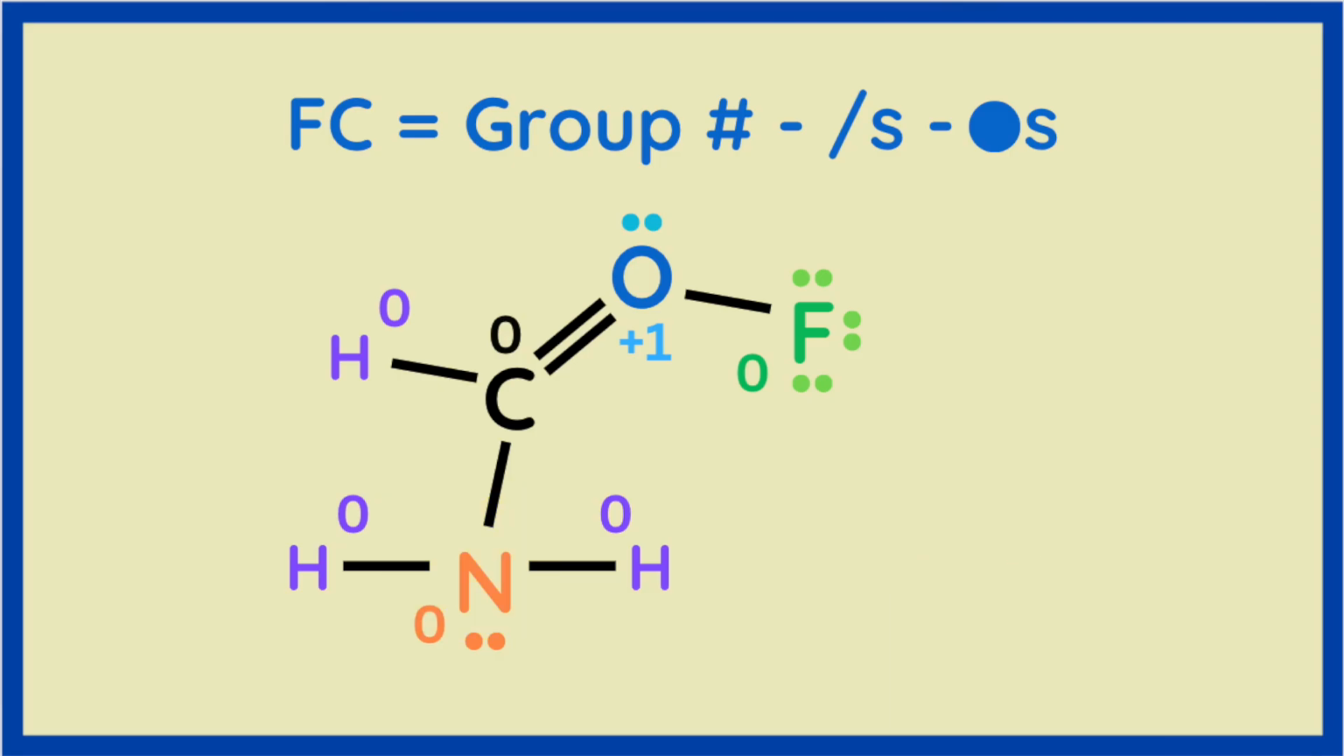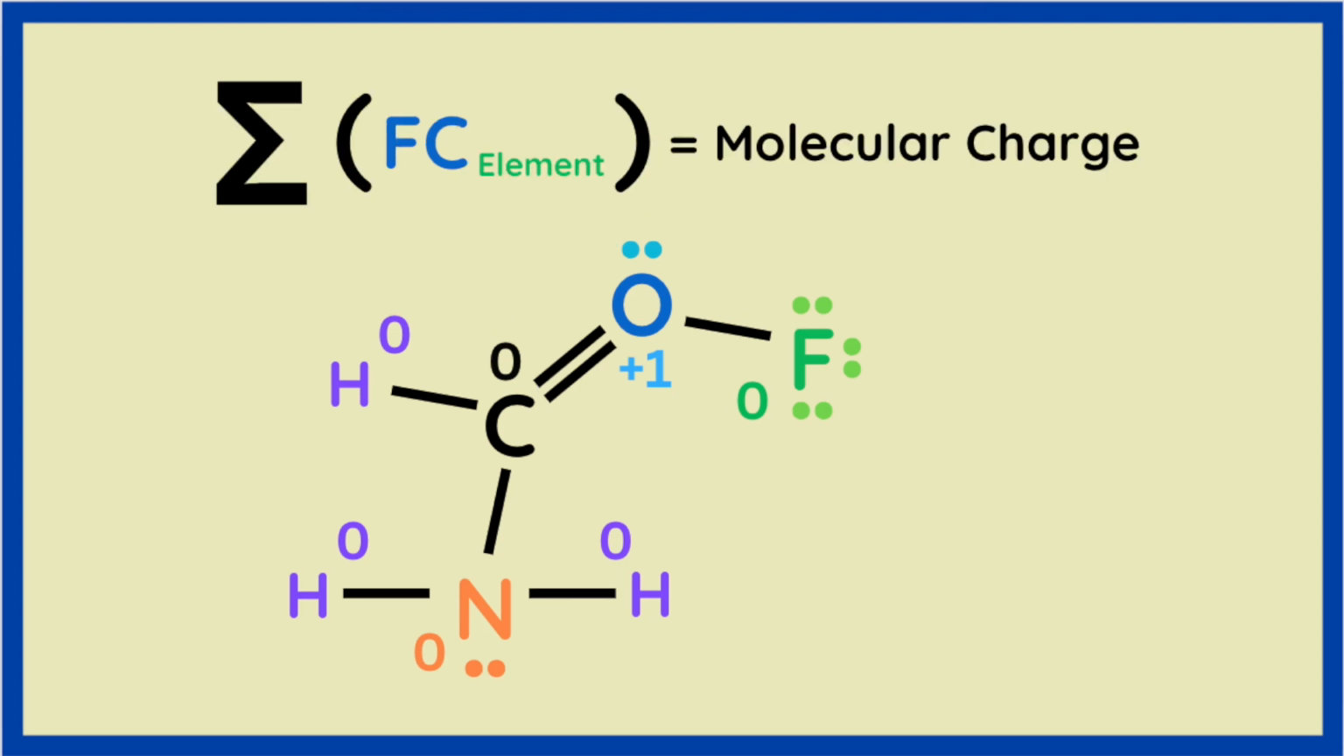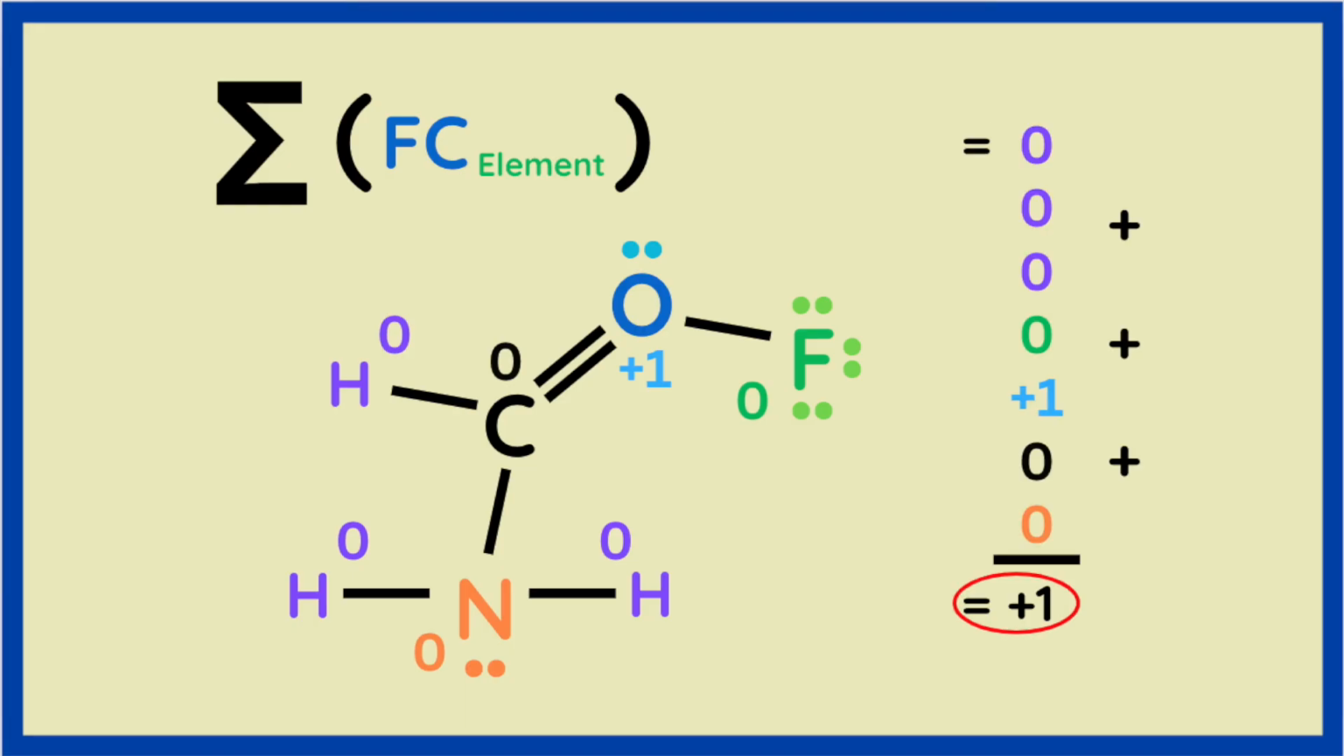So we have the formal charge of each atom in the molecule, but how can we use this to decipher the charge of the molecule overall? Well, very simply, we just have to add all the formal charges of each element together to calculate the molecular charge. We do that and get positive 1.